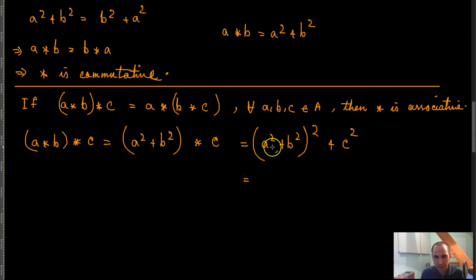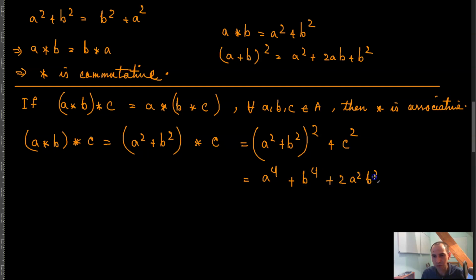Which is the same thing as (A squared plus B squared) whole squared, which is the same thing as A raised to the power 4 plus B raised to the power 4 plus 2 times A squared B squared, plus C squared, right? So that's basically (A star B) star C.